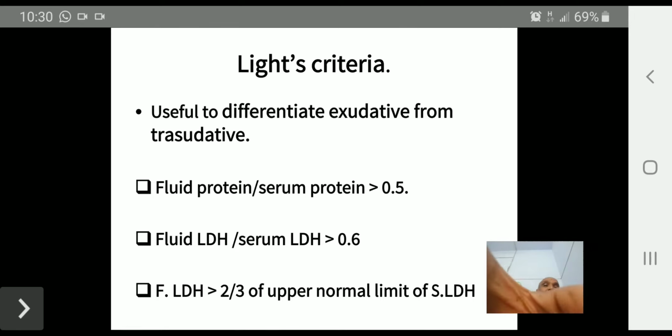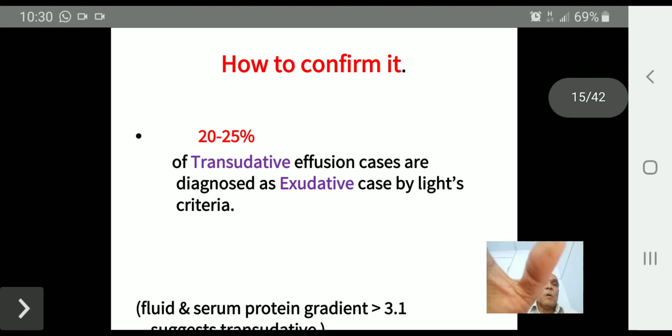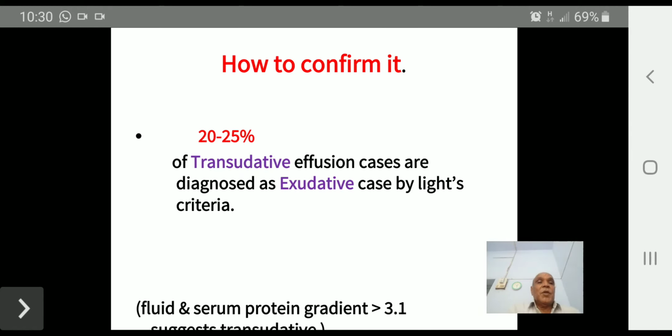Now 20% of transudative effusion cases are diagnosed as exudative by these Light's criteria. So we should confirm that this is not transudative and this is only exudative. Then we do the fluid and serum protein gradient. If the gradient is greater than 3.1, this is transudative. If it is less than 3.1, this is exudative.